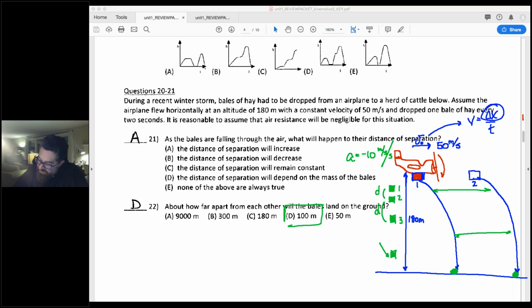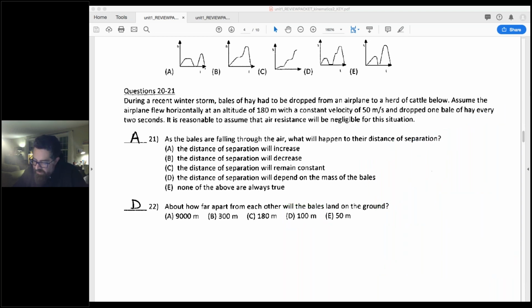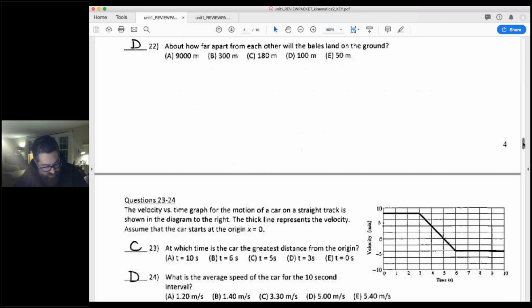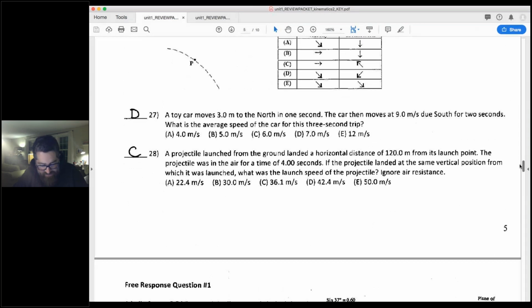So hopefully I've answered the question on number 22. Let's take a look at question number 28. And I think this one is one that we looked at in class.